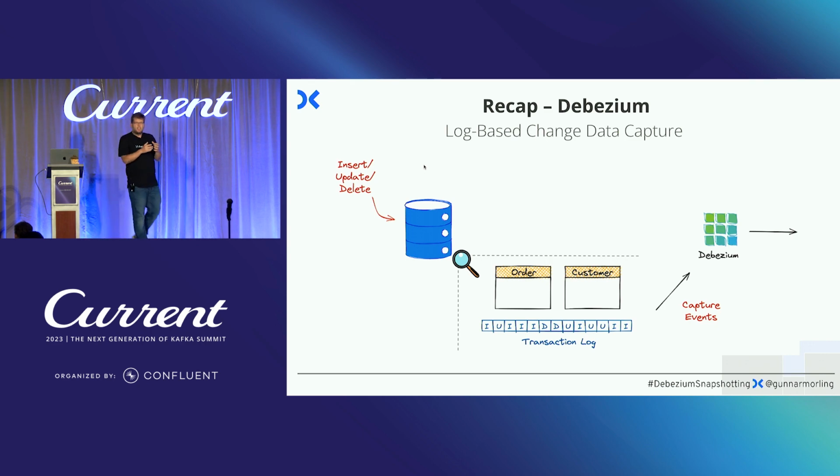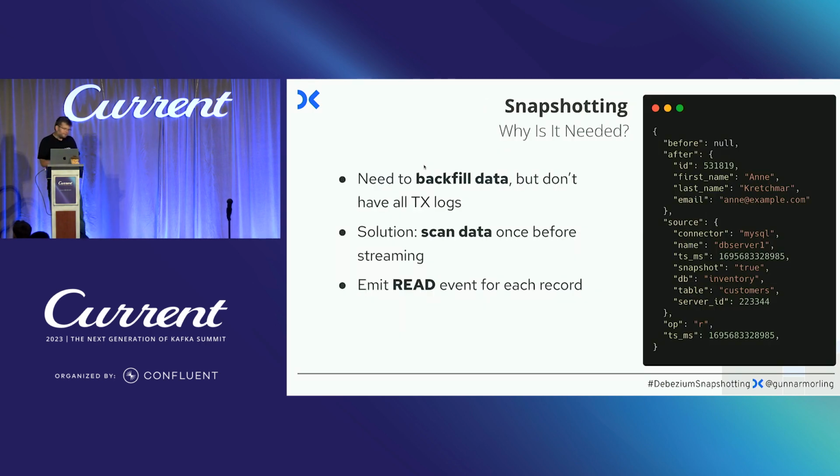Just briefly, it's log-based, right? So it goes to the transaction log of your database and extracts the changes from this append-only log structure and emits them to consumers via Apache Kafka, but also via other data streaming platforms like Kinesis, Google Cloud PubSub, and so on. So that's Debezium in a nutshell. I think we're all on the same page. Now, how does this notion of snapshotting fit into this?